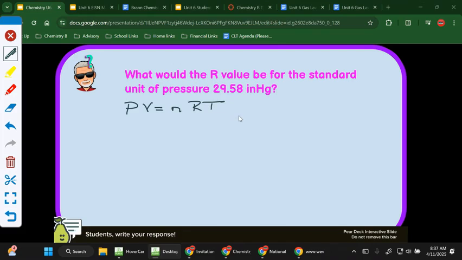Parker, what are we solving for in this formula? So this is the one that we are going to leave blank, which means we need to fill in P, V, n, and T. All right, Jaden, give me P. 29.58. Inches of mercury. Good. All right, Giselle, give me V. 22.4. Okay. Jalen, give me n.